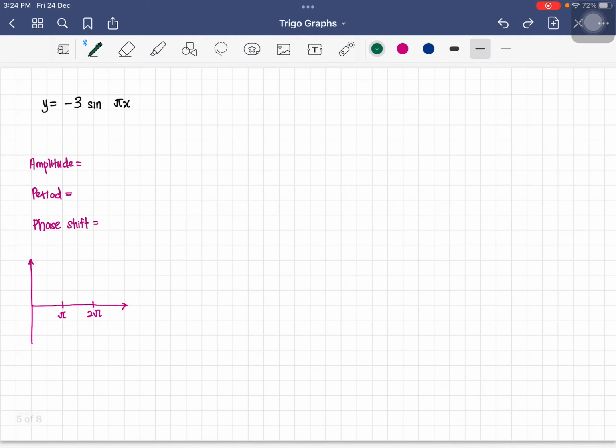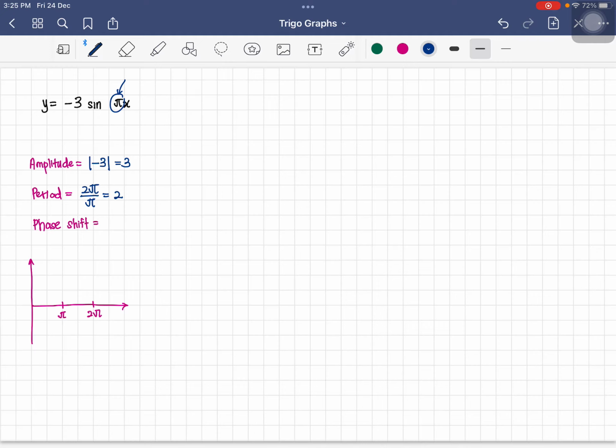Suppose we have this one. Let's identify the amplitude, which is the modulus of -3, so this one should be +3. And then our period: 2 pi divided by omega, where omega is the coefficient of x. So 2 pi divided by pi will give us 2.